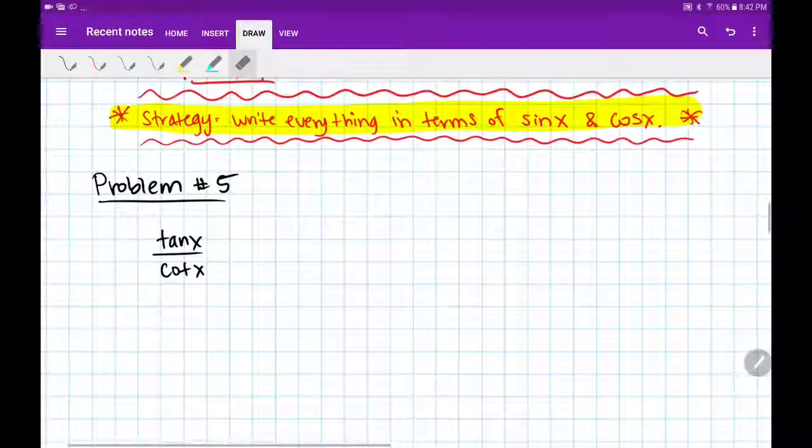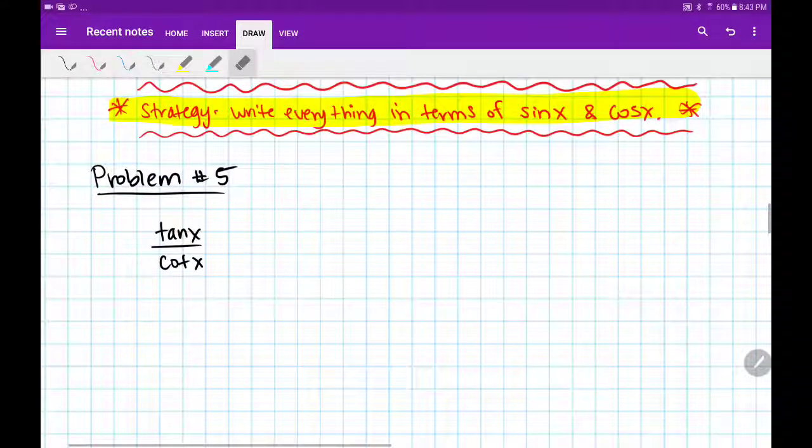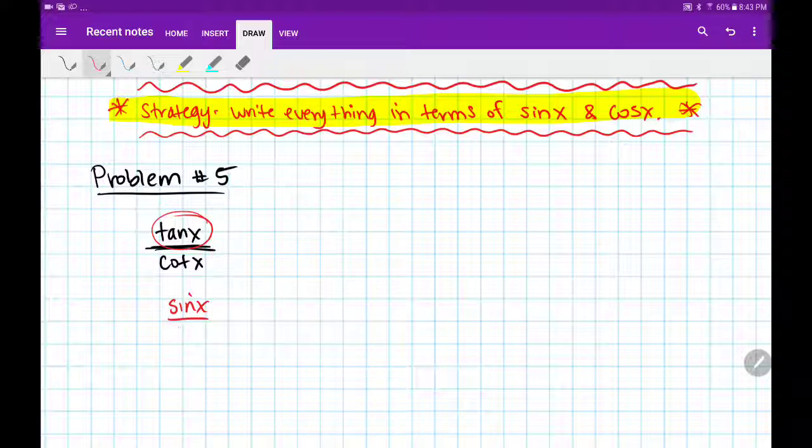Let's do number 5. Okay, same strategy, except this time, instead of multiplying, keep in mind we're dividing, okay? But we'll do it exactly as before. I need to rewrite tangent, so I'm going to go ahead and do that. That's sine x over cosine x. Since it's being divided, I'm going to put a big fraction sign, right, division, to show that this is my numerator, and now I'm going to write my denominator. Instead of cotangent x, I'm going to rewrite it with its formula, which is cosine x over sine x.